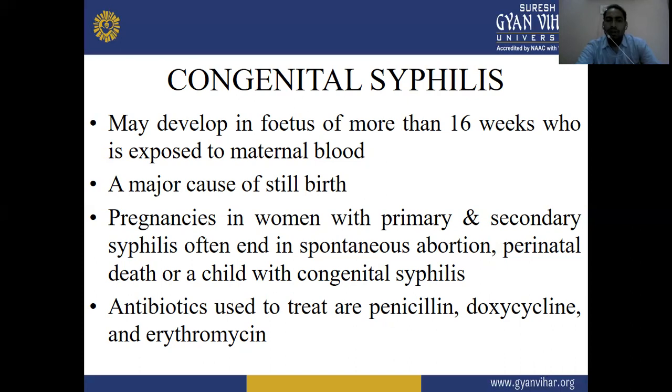Pregnancies in women with primary and secondary syphilis often end in spontaneous abortion, prenatal death, or a child with congenital syphilis. Spontaneous abortion is the loss of a woman's pregnancy before the 20th week, and it can be both physically and emotionally painful. Prenatal mortality is defined as the number of fetal deaths after 20 or 28 completed weeks of pregnancy plus the number of deaths among live-born children up to 7 completed days of life.